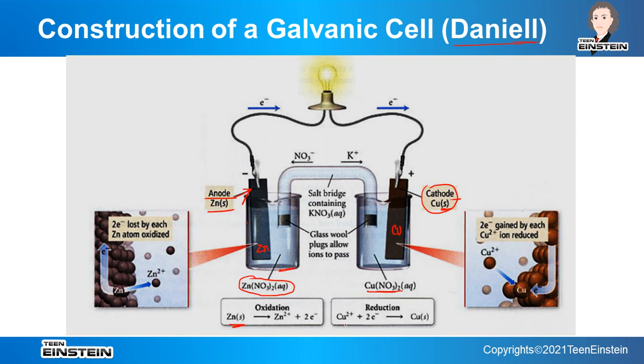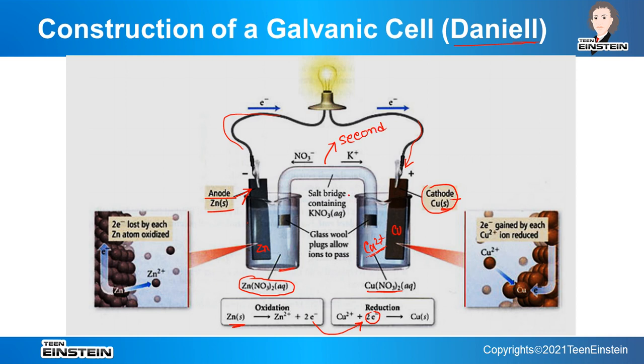On the cathode side we have copper 2 plus in the solution. Copper 2 plus is accepting electrons, and these are the electrons provided by zinc. So here the reductant is zinc and copper 2 plus is the oxidant. The electrons left by Zn pass through here and ultimately move towards the Cu2 plus present here.